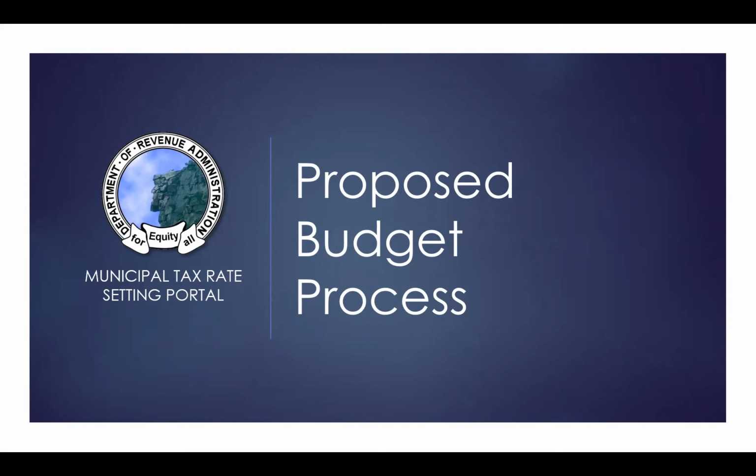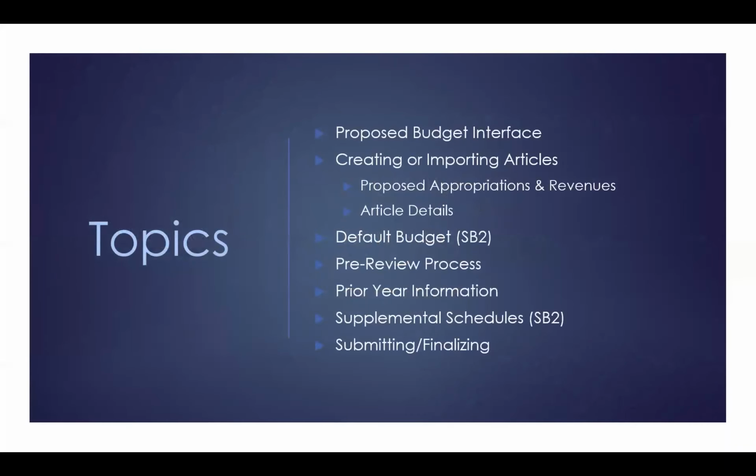So what we're going to go over today is the proposed budget process in the DRA's tax rate setting portal. It's a relatively quick presentation, and we'll go over a couple different things. The first is the proposed budget interface itself, so where you're actually going to be doing your work. I'll go over the process of creating articles from scratch or importing articles. We'll take a look at proposed appropriations and revenues, the article details.